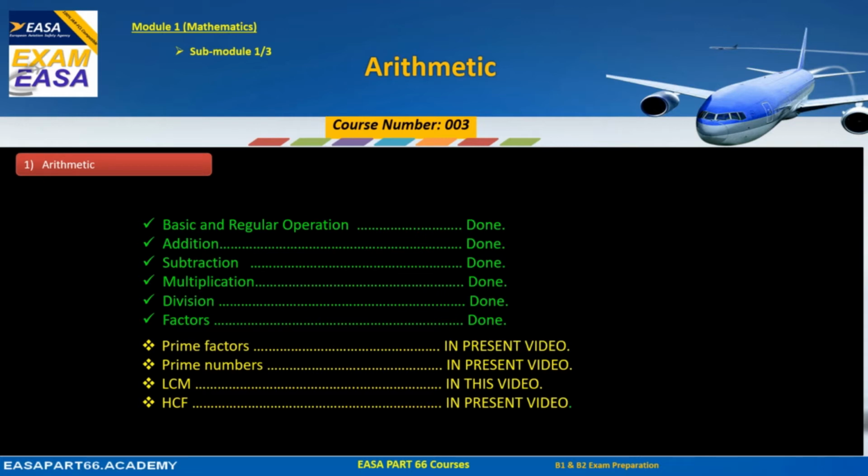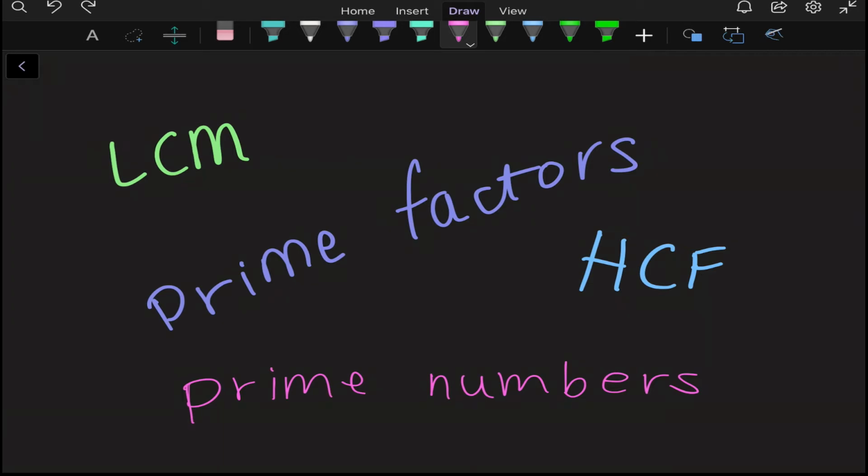So let's start. Hello everyone, today we are jumping back on the arithmetic train. Today we're going to talk about a couple of things shown on my screen, such as the lowest common multiple, highest common factor, prime factors, and prime numbers. So let's get started.